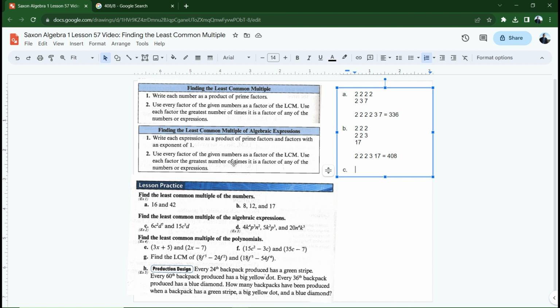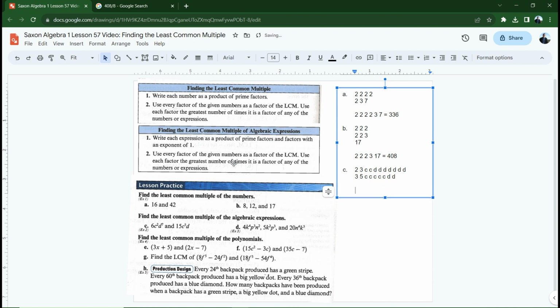So let's do letter C. 6 is 3 times 2, or 2 times 3. And then it's going to be 2 times 3 times c times c times d times d times d times d times d times d times d. There we go. The next one, 15, factors to 3 times 5 times c times c times c times c times c times d times d.